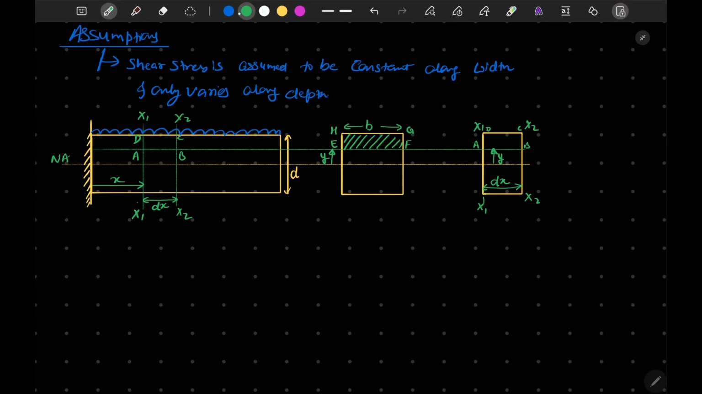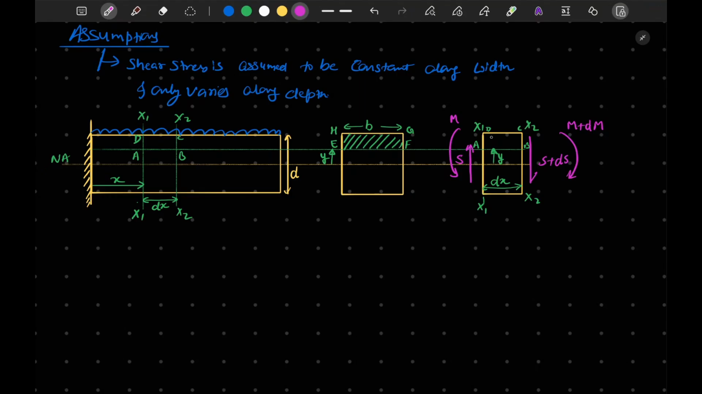Now there are some forces acting on this region. So what are the shear forces acting? First is our shear force. Let's say that at this plane the shear force is S plus dS, and here the shear force is S. Let's say the bending moment is acting as M here, and here it is M plus dM.